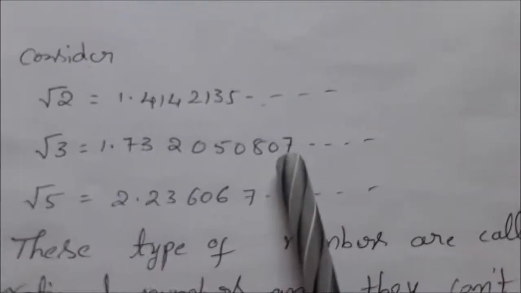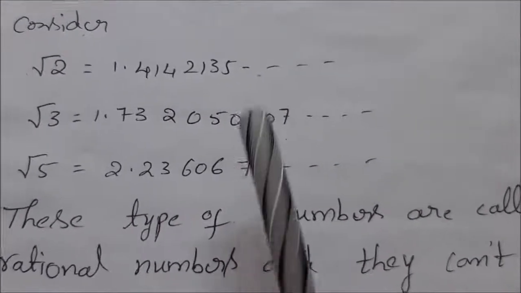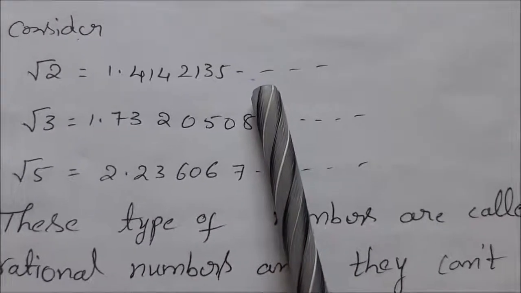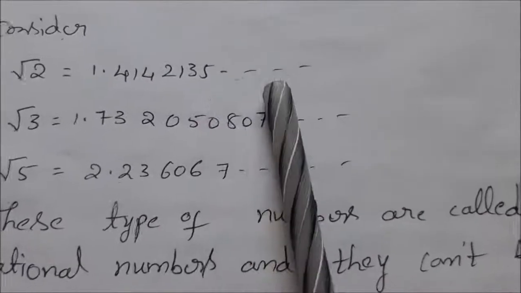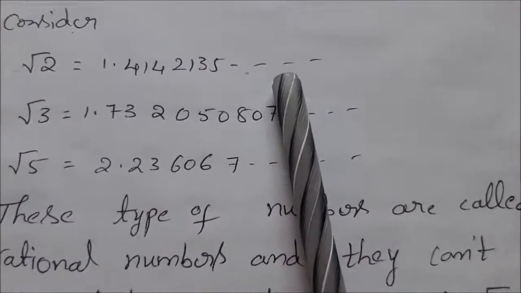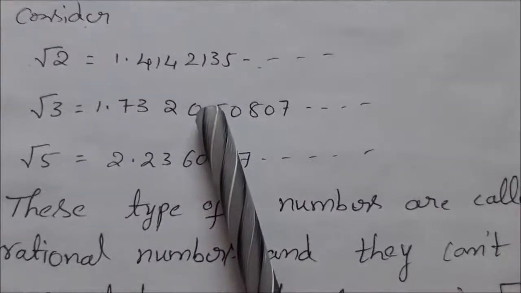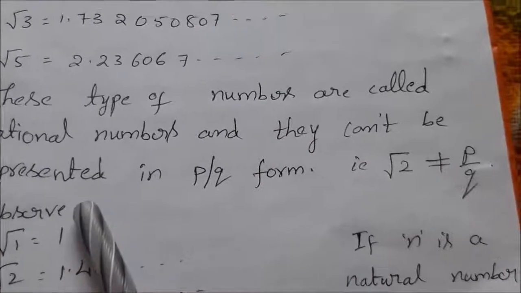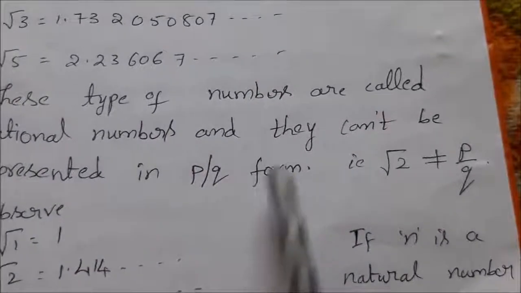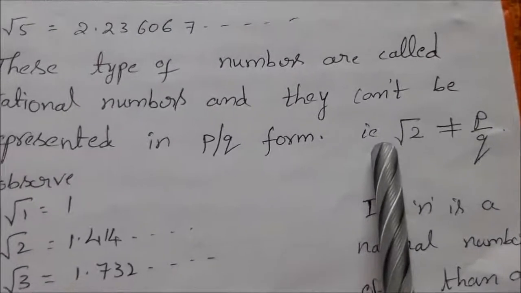Root 2, root 3, root 5 are called irrational numbers because the decimal form of these numbers is neither terminating nor non-terminating repeating. That's why these types of numbers are called irrational numbers, and they can't be represented in p by q form. Square root of 2 cannot be written in p by q form.